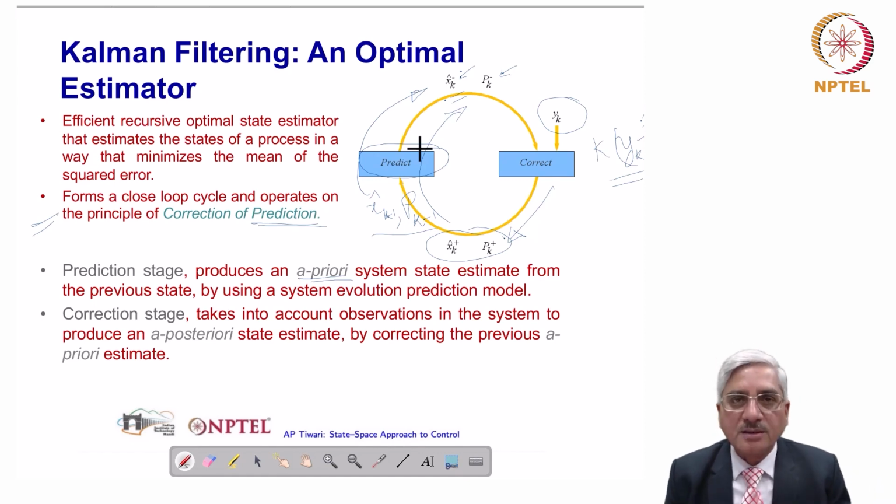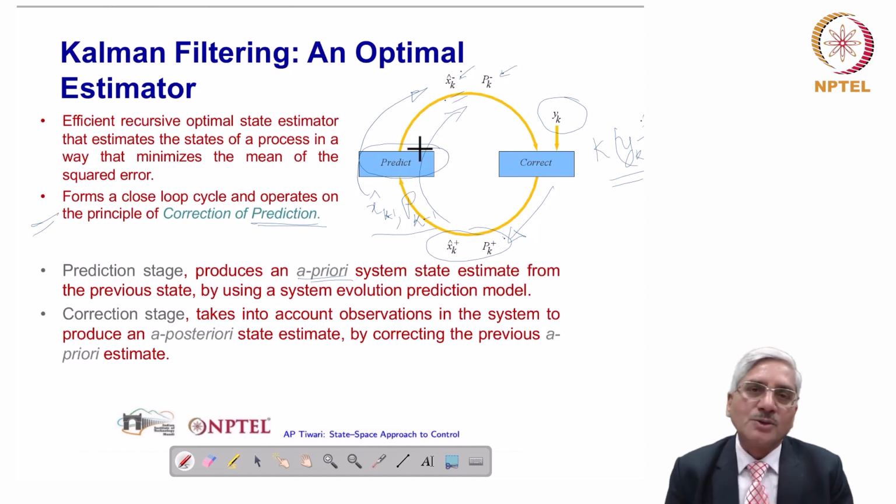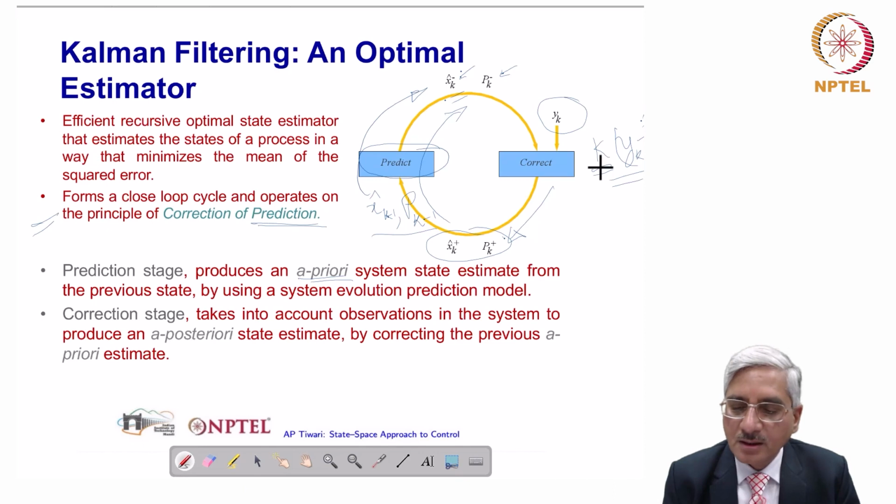The state is predicted using the system model and it is corrected using the deviation of the actual output from the computed output. This gain K, which is called the Kalman filter gain or simply the Kalman gain, is calculated so as to minimize the square of the estimation error. This we saw in that lecture.